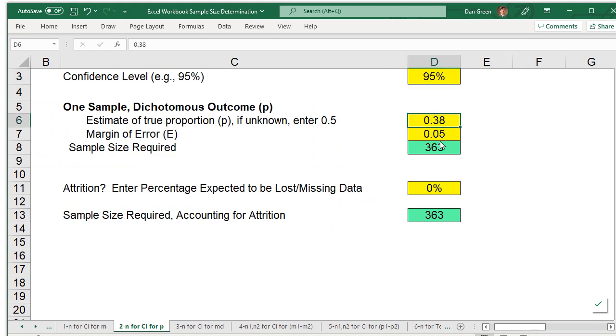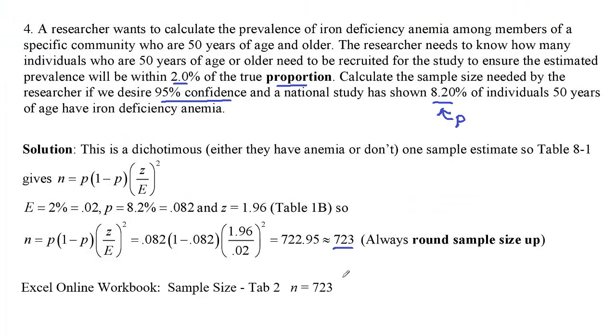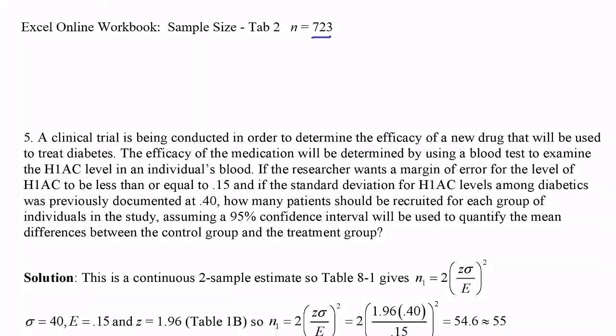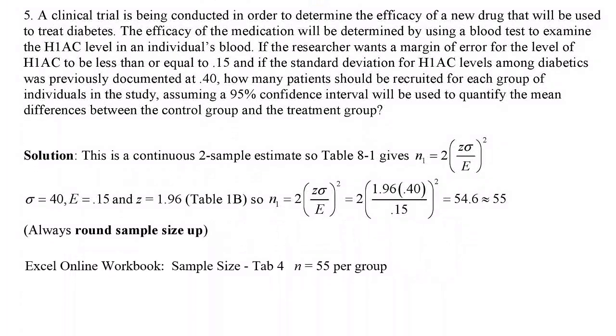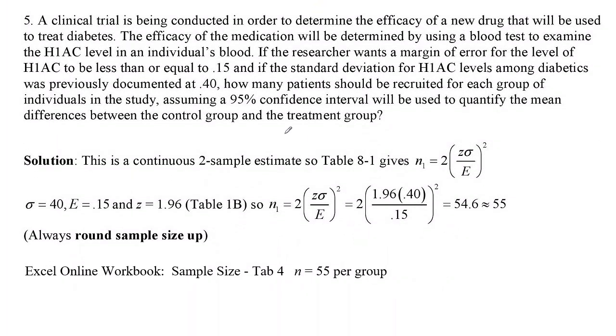Our estimate of the true proportion, that's the 8.2%, so 0.082. Our margin of error, that was the 2%, 0.02. And we don't have any percent that's expected to be lost. There's our 723, which is the same thing that we got here. So look for those keywords to determine which sheet to use inside the Excel, which tab to use inside the Excel sheet.